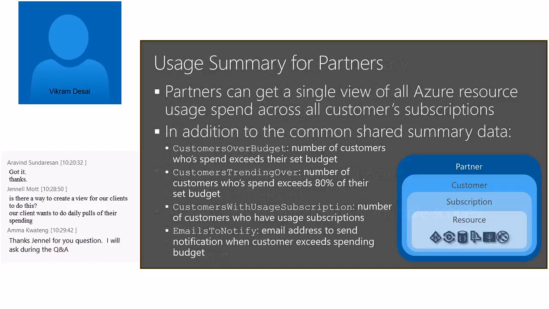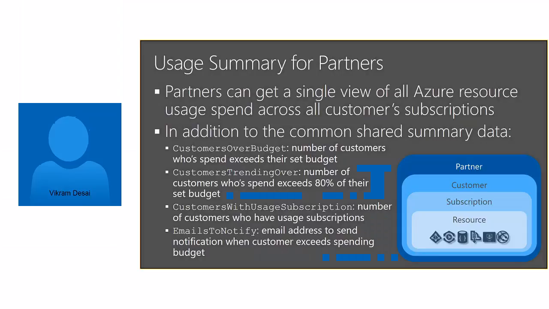So as a usage summary for a partner, there are multiple things that you get. Using the customer over budget property, you can get how many customers are actually exceeding the total limit that was set for them. You can also see the trend, how many are over the 80% budget which is set for them. You can get all the customers who are using subscriptions which have usage. And you can also generate an email for all of them so that you can notify them right there based on any one of these criteria.